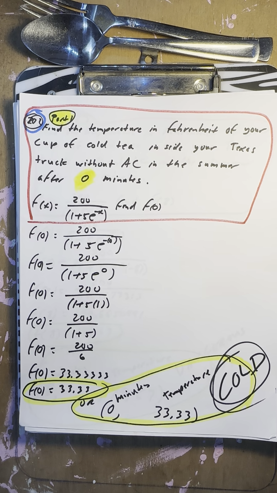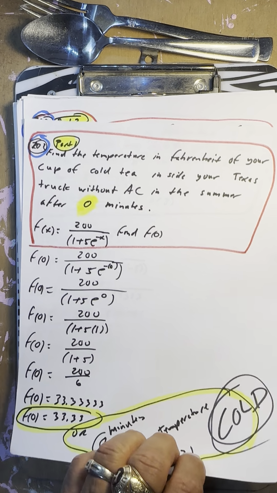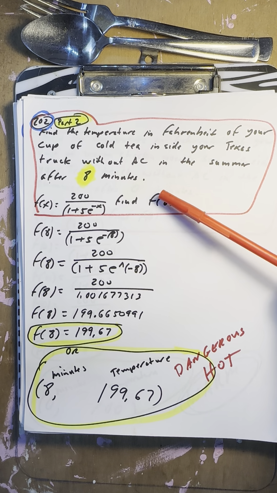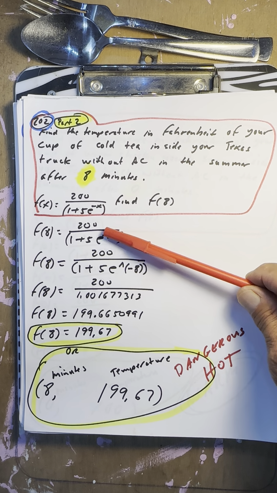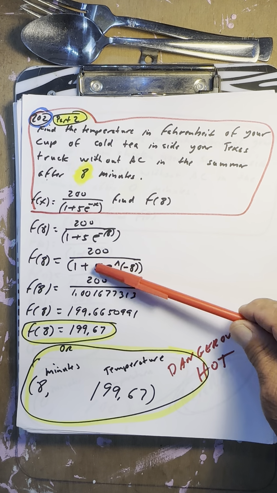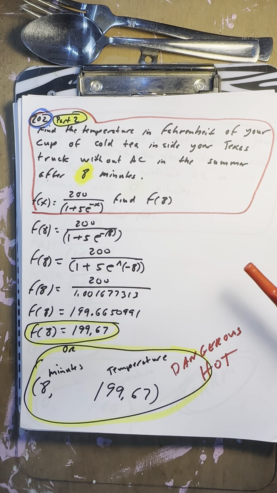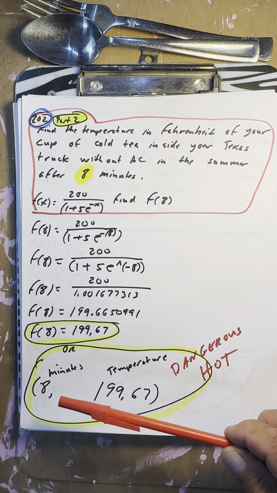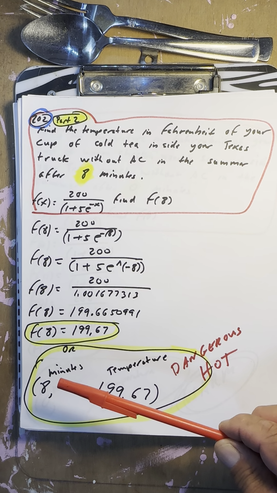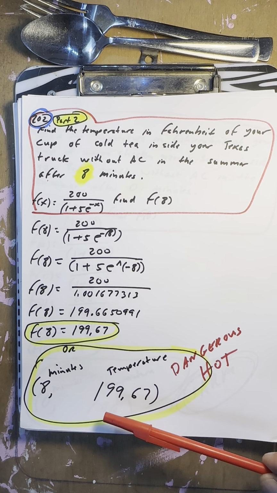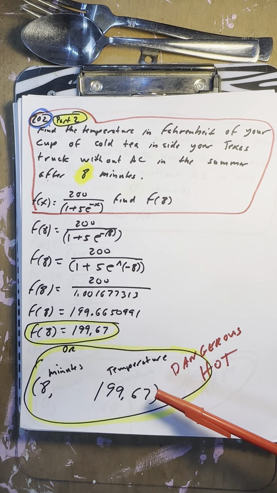It's great. Perfect. Now, what happens? Find the temperature in Fahrenheit of your cup of cold tea inside your Texas truck without AC in the summer after 8 minutes go by. So put an 8 in there. So e to negative 8, calculator. All this number here, 200 divided by that. So now, after 8 minutes, the temperature in Fahrenheit of your cup of cold iced tea, well, it's not ice anymore, is 199.67 degrees in that cup of tea. So now it's dangerous hot in there.